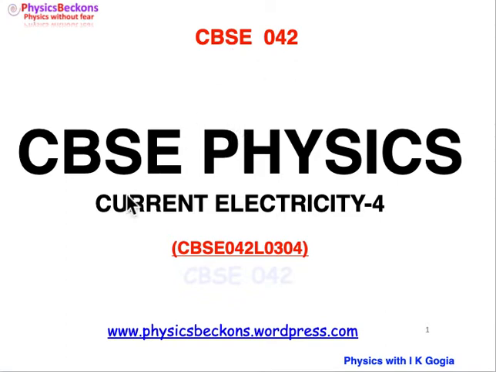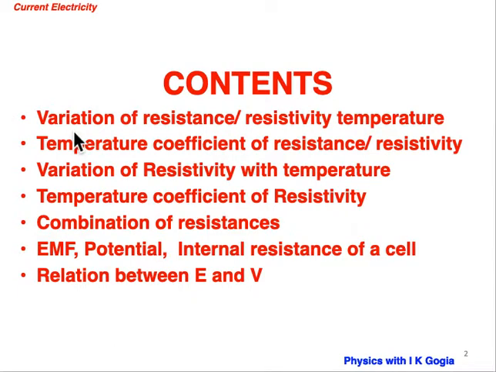In the present video, current electricity part 4, we will be discussing variation of resistance and resistivity with temperature, temperature coefficient of resistance and resistivity, variation of resistivity with temperature, the temperature coefficient of resistivity, combination of resistances, EMF, potential across a cell and internal resistance of a cell, relation between EMF and the potential drop.